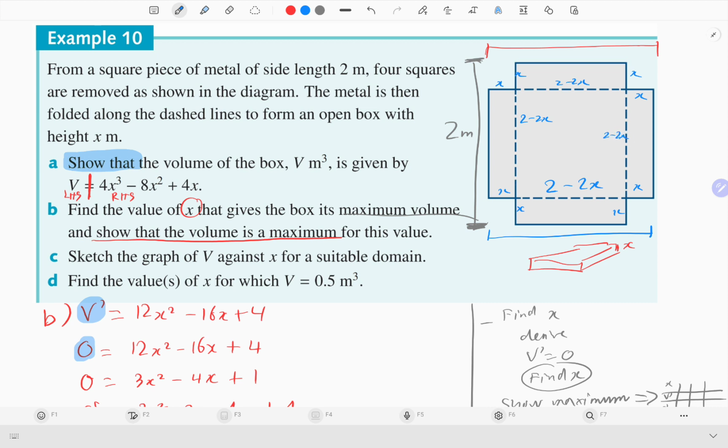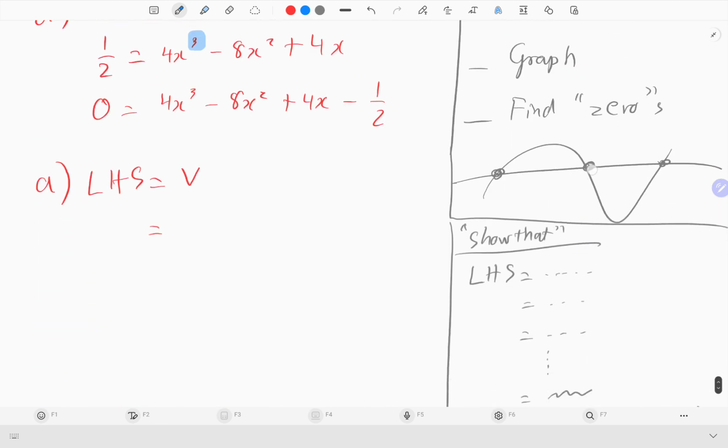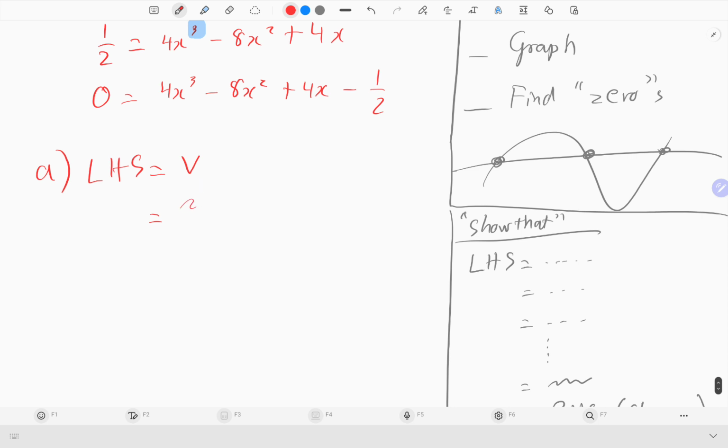So what's the volume? It's 2 minus 2x times 2 minus 2x times x. Yes, correct. So using that, I'll put it down here. That would be 2 minus 2x, everything squared, times x, because it's a square base. 2 minus 2x first, and then multiply that whole thing by x after. So expand that: 4 minus 2 times 2 times 2, which is 8x, and then plus 4x squared. And then everything is multiplied by x.